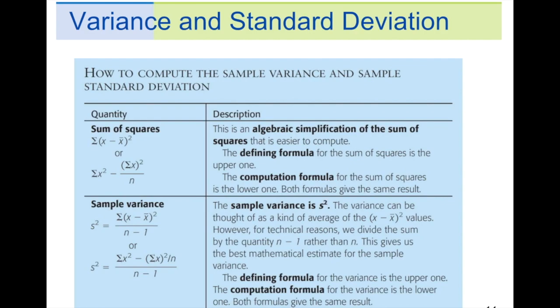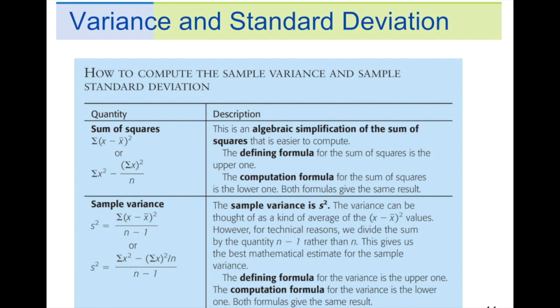So for sum of squares, this is an algebraic simplification of the sum of squares that is easier to compute. The defining formula for the sum of squares is the upper one, the one I just went over. The computation formula for the sum of squares is the lower one, but both formulas will give the same result. Whichever one you want to end up using is up to you. But really, you're doing the same thing in both.